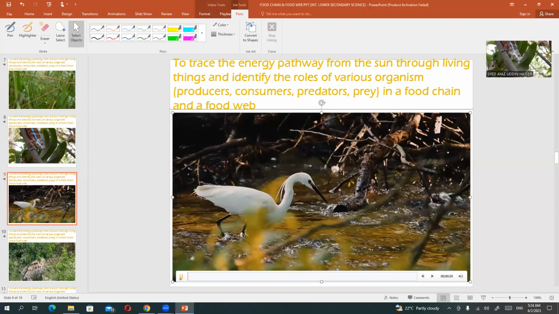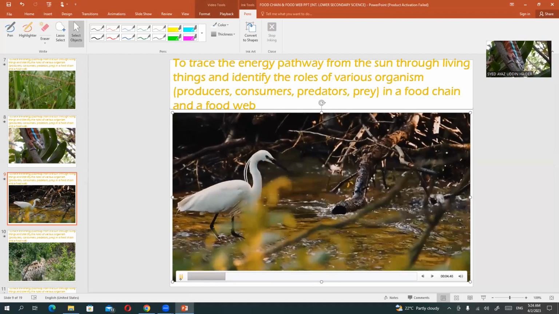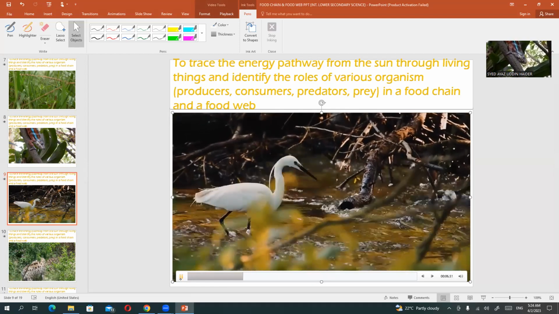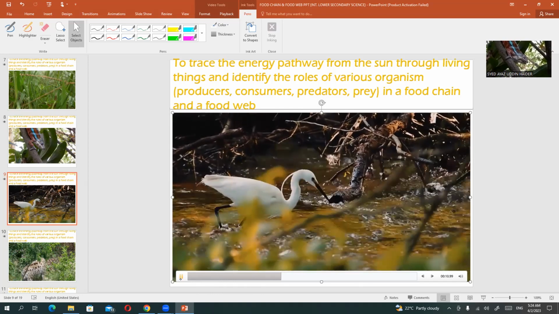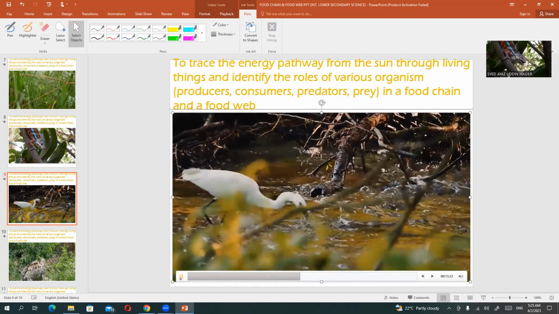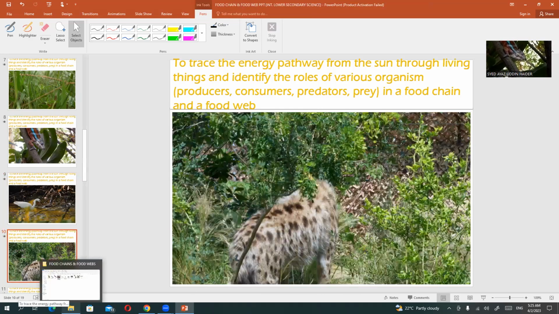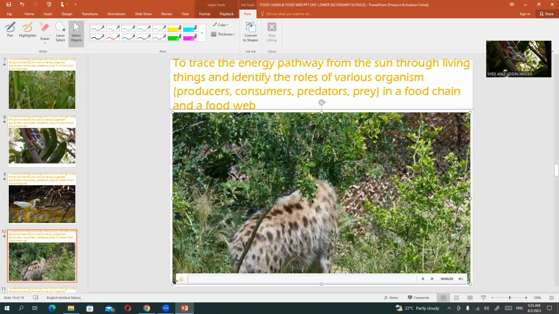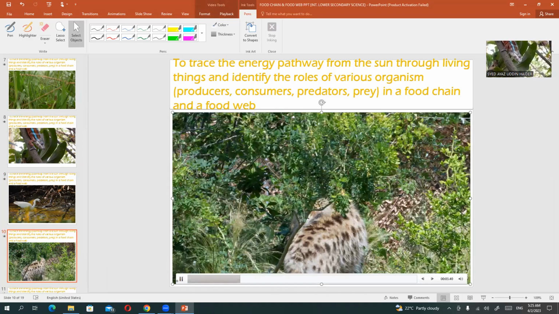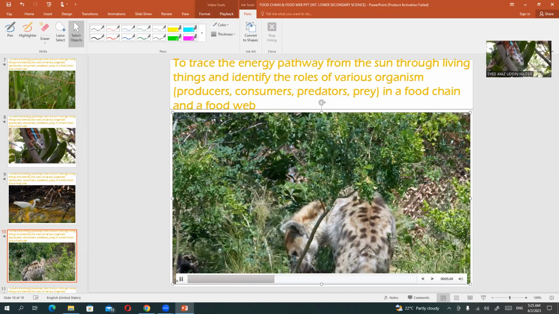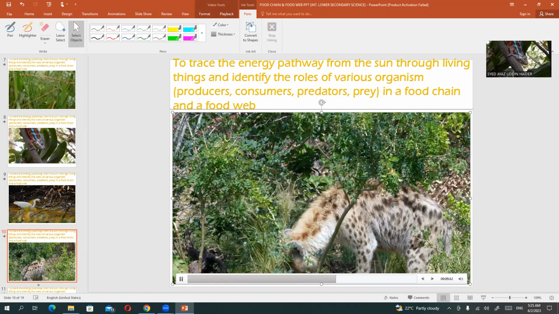This is a bird hunting fish. Both chameleon and this bird are examples of predators. This is a hyena, which is an example of scavengers. I've just told you that scavengers are organisms that feed on dead animals.